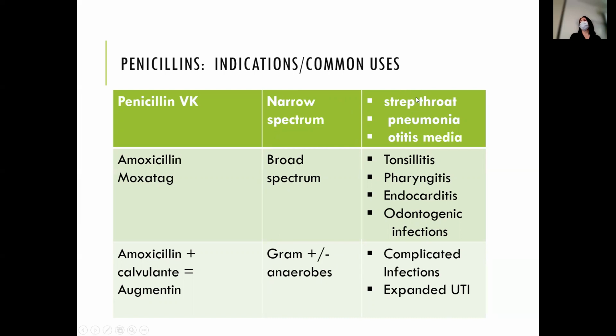Oftentimes penicillin will be prescribed for strep throat or an ear infection. Amoxicillin you'll see for various things, like a tooth infection or some kind of odontogenic infection, tonsillitis, pharyngitis, a lot of stuff in and around the oral cavity. And then Augmentin, UTIs, urinary tract infections. A little more complicated, and you can see the spectrum is a lot broader: anaerobes, which don't like oxygen, and gram-positive and negative. So this is a heavier duty antibiotic for more complicated or intense infections.